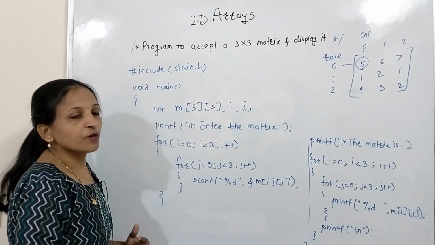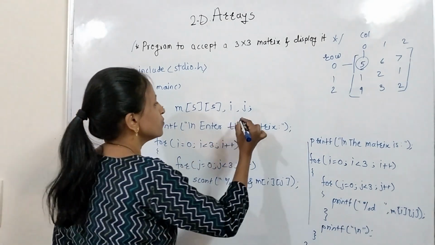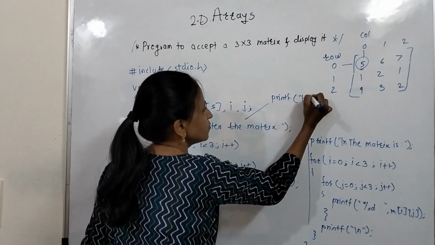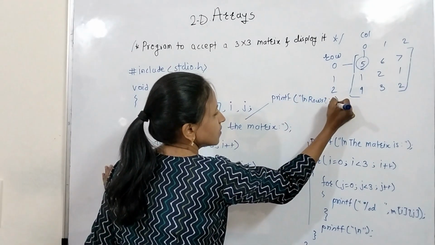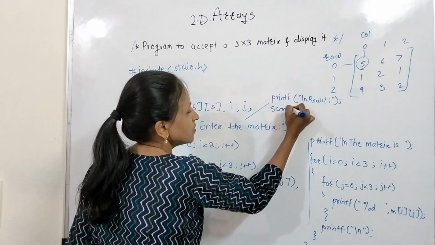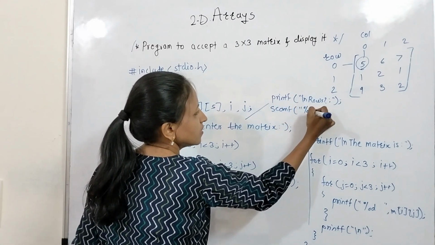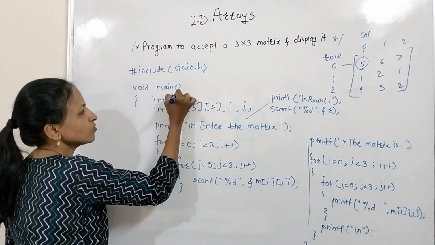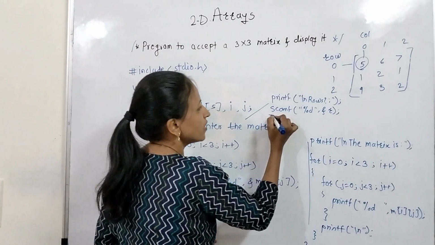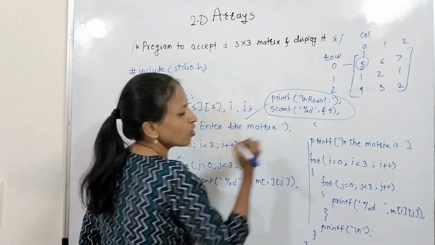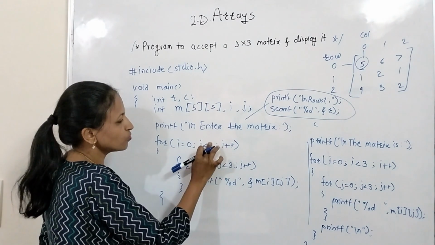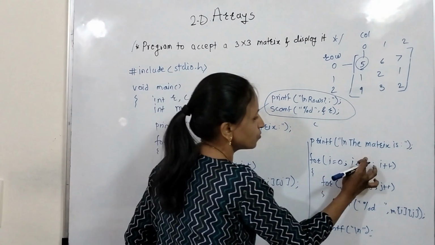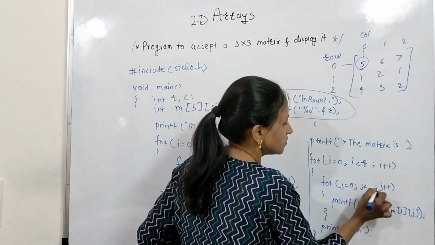And you can accept the number of rows and number of columns from the user here itself, like printf enter rows, meaning how many rows are there. In this way, then scanf %d comma &r, where we have declared one variable r for rows and c for columns. In the same way we have to accept columns, and there we place r and here we place c, and the same thing here, r and c.